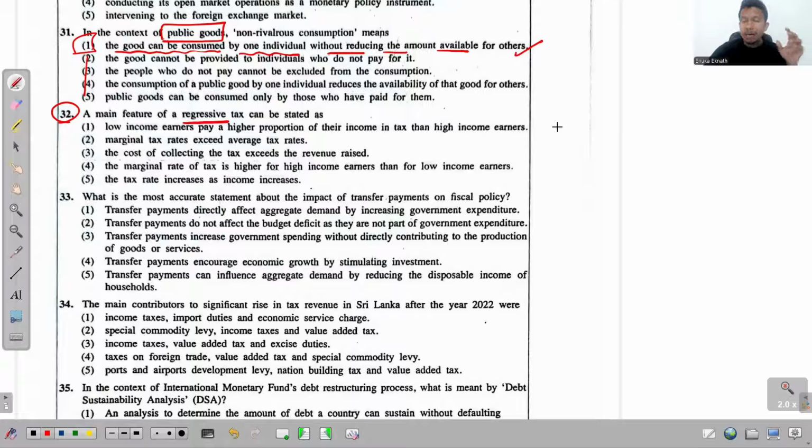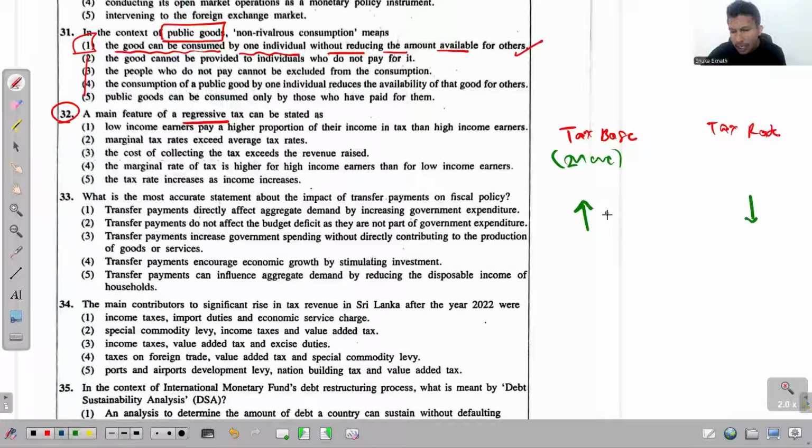This is the main quality. Even in the definition, we say if it's a regressive tax, there's a negative relationship between two variables. So what are the two variables? The tax base and the tax rate. Now, for example, if you think of income as the tax base, there's a negative relationship between income and the tax rate. So what does that mean? If your income is high, the tax rate will be low. And on the other side, if your income is low, the tax rate will be high.